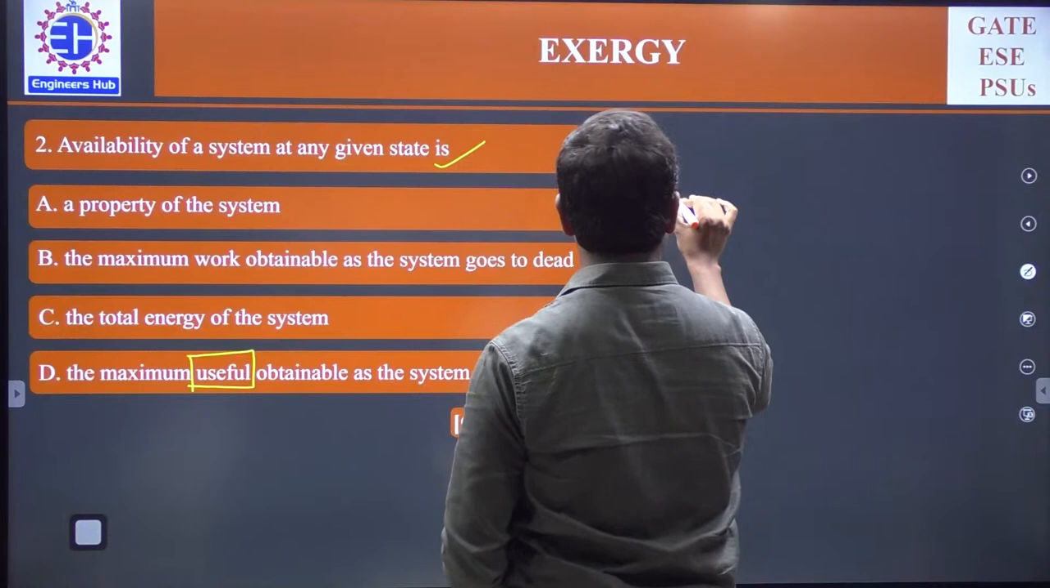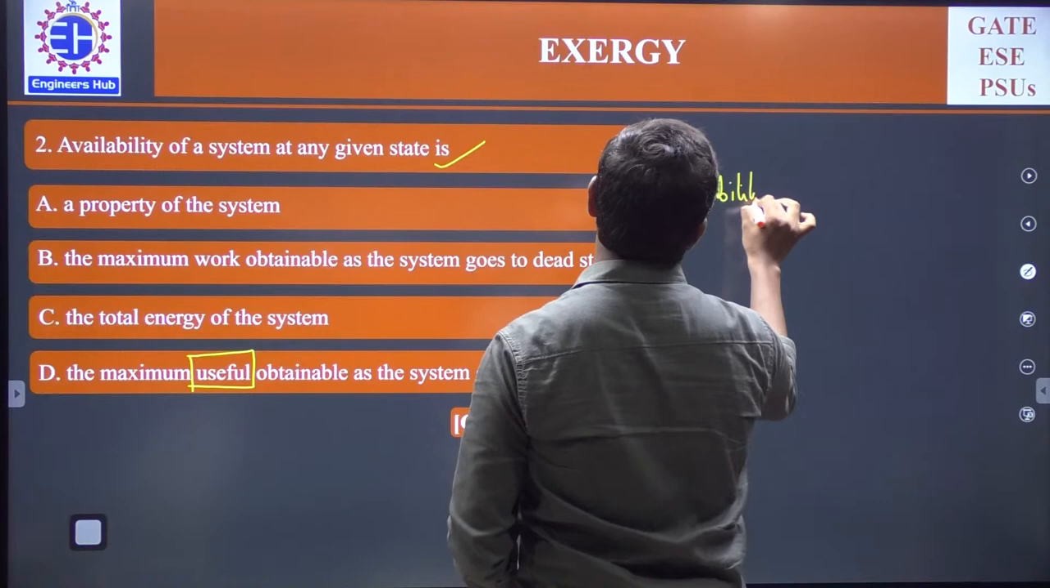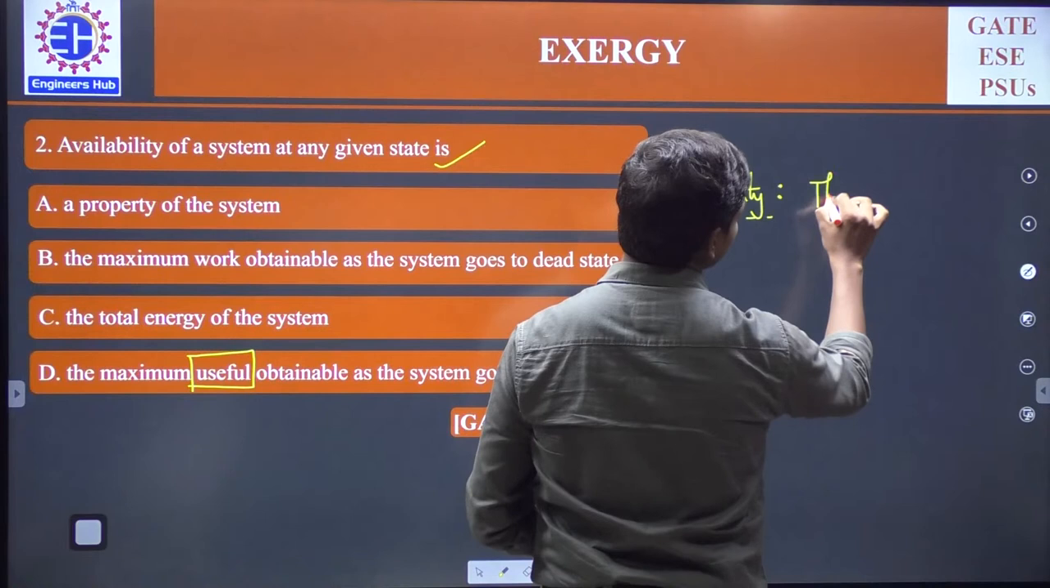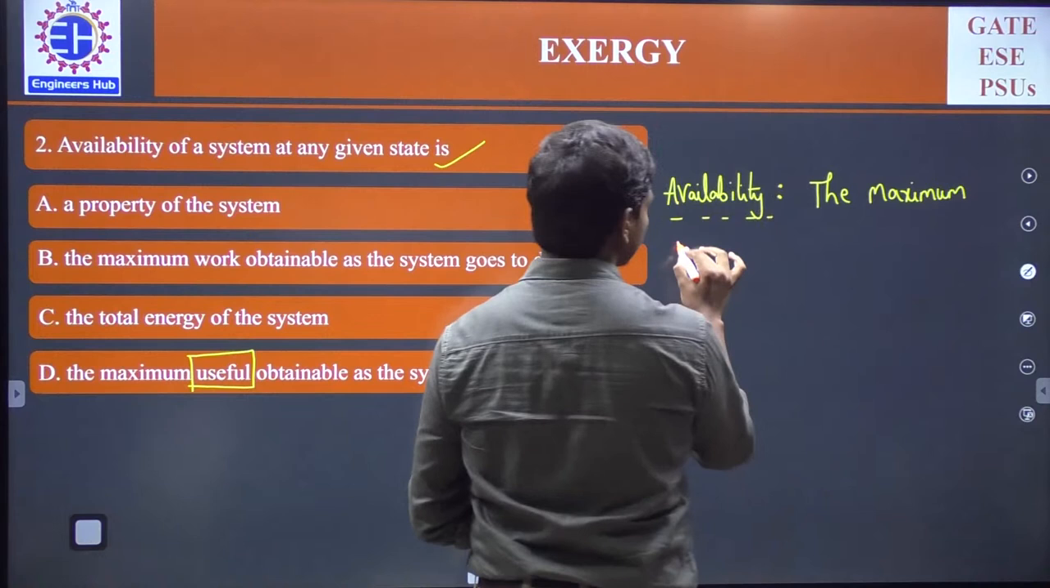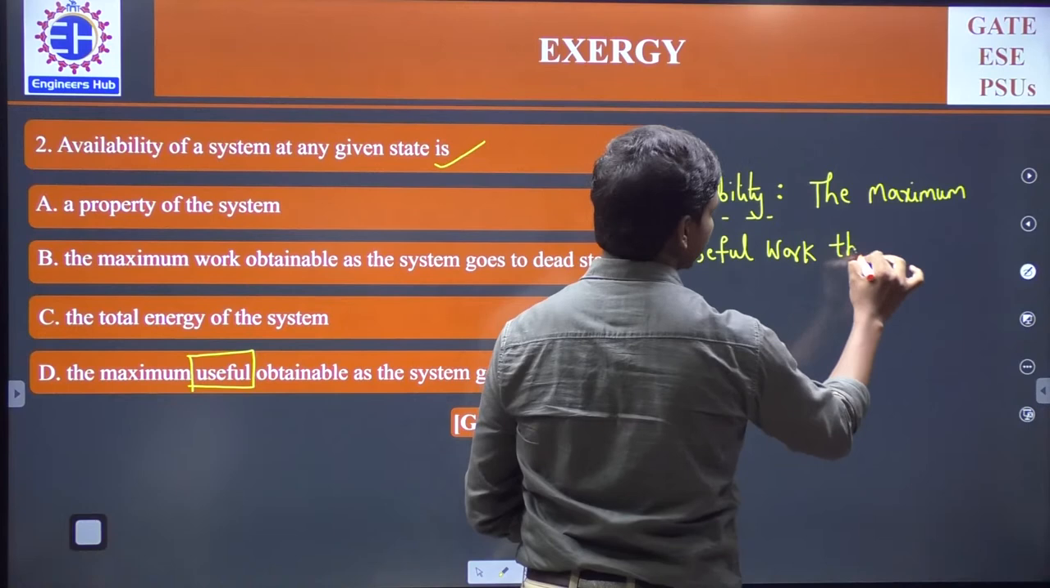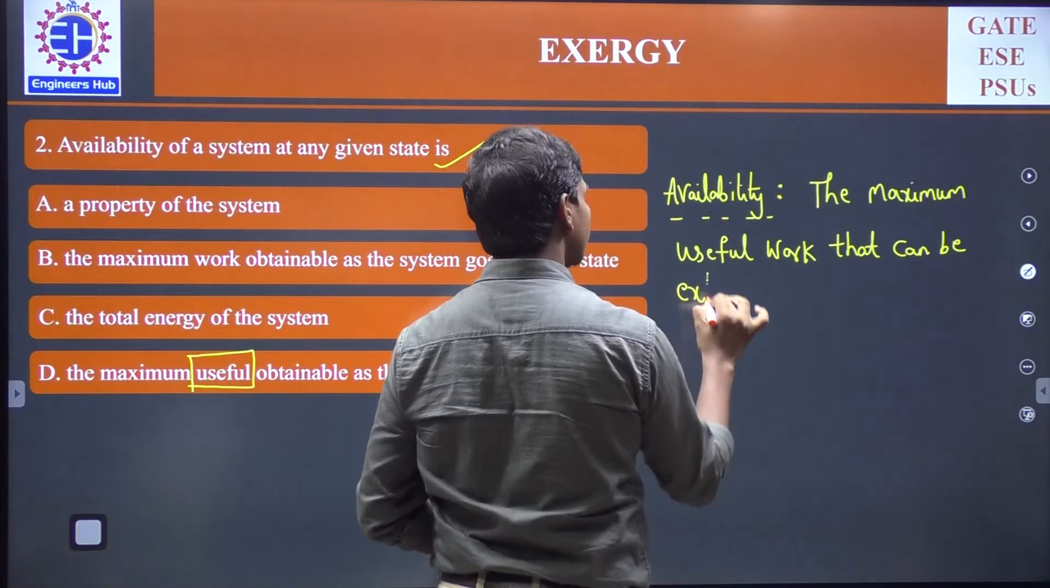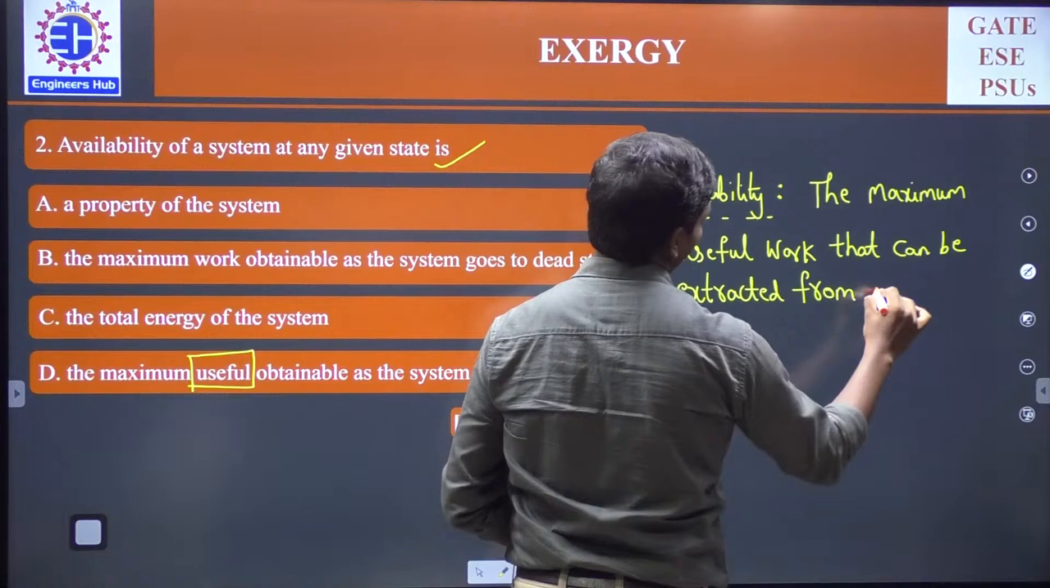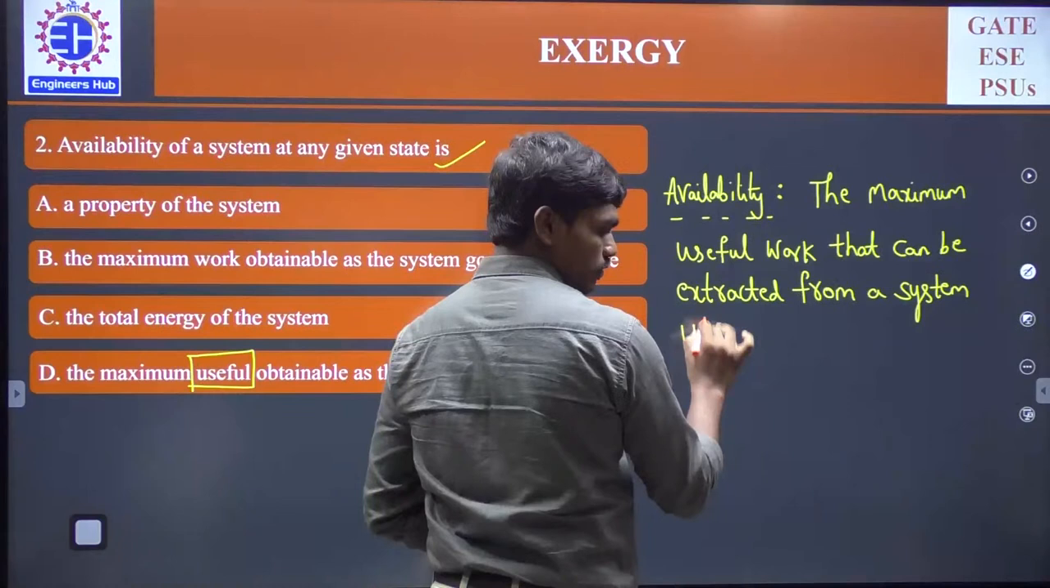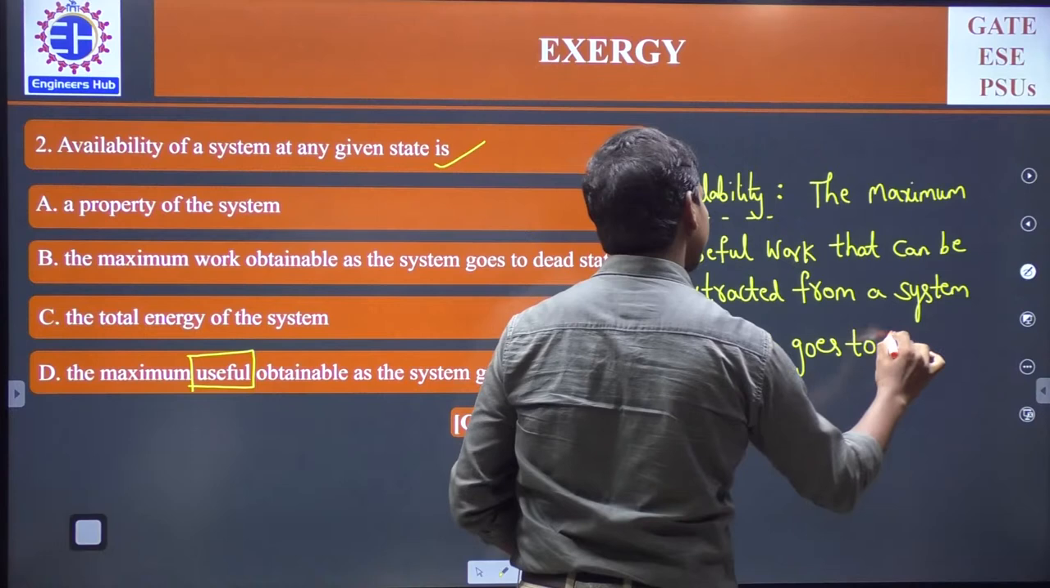Availability. The definition I have written for this, I think I have defined it as available energy: the maximum useful work that can be extracted from a system. Of course, for this to be maximum, the system should go to dead state. Okay, so you need to be careful about this terminology.